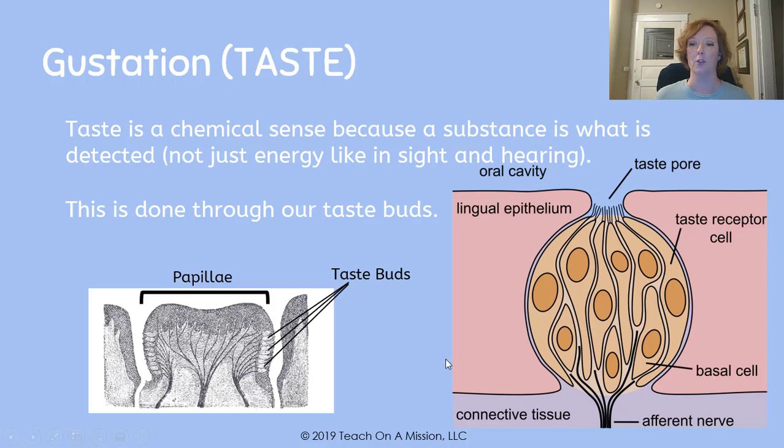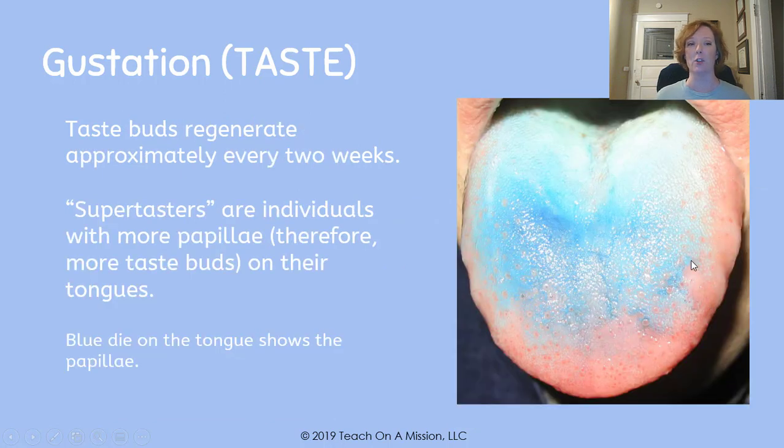And if you look over here to the right, this is the breakdown of the taste bud. And if you notice here, this is where the afferent nerve is. This is the sensory nerve. This is the information that's going to go to our central nervous system. So it goes from the basal cell, from the taste receptor, all the way from the taste bud. This is where the taste bud kind of starts. And it's going to travel down through the cell where it leaves and goes to the central nervous system through the afferent nerve. Taste buds regenerate approximately every 2 weeks.